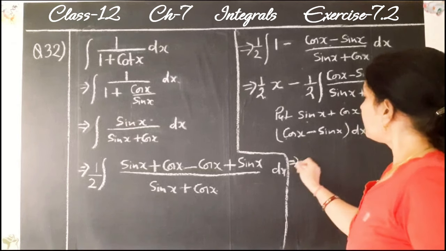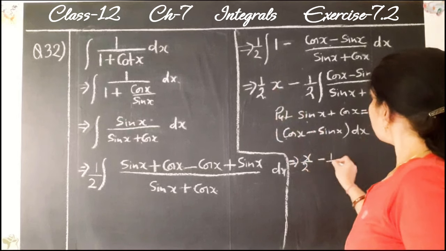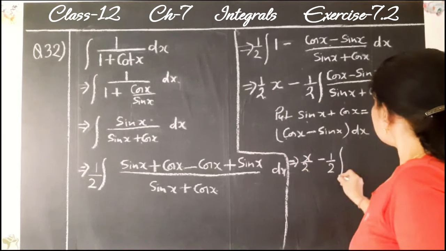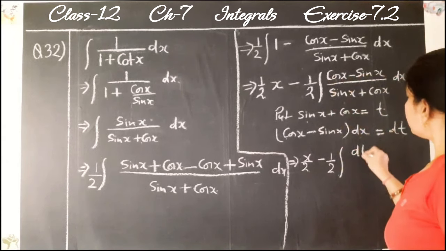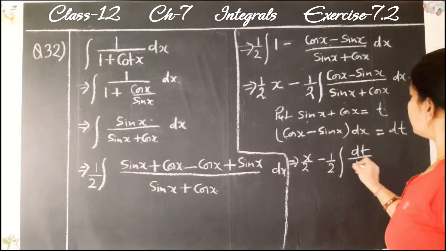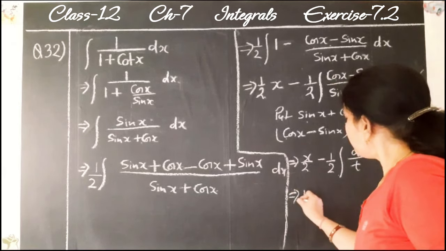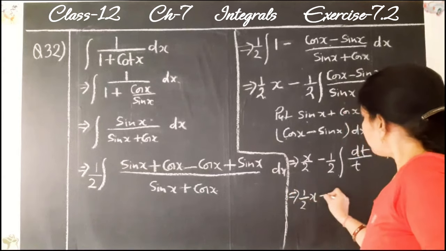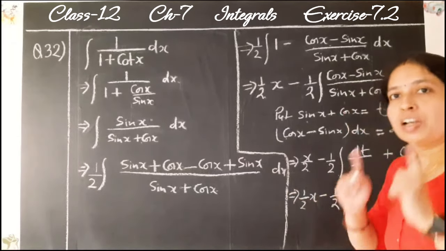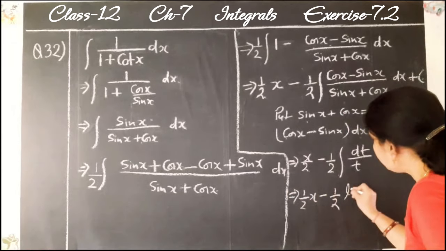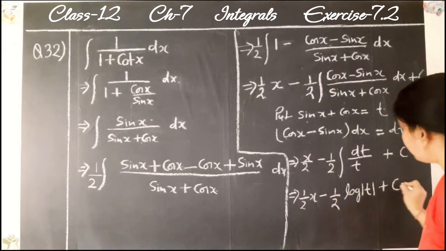So right here, this is x by 2 minus 1 by 2, this one as it is. And in place of (cos x minus sin x) dx, write dt. And this one is t, and constant c. So you can write 1 by 2 x minus 1 by 2. The integral of 1 by t is log mod t. So write here log mod t and write a constant c.